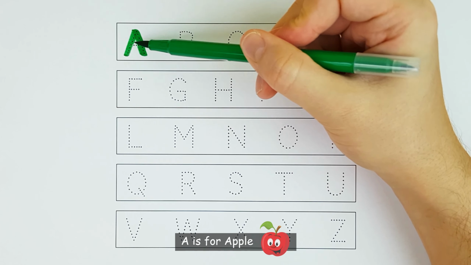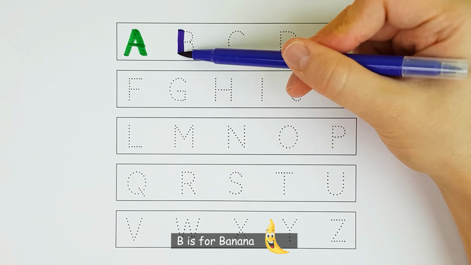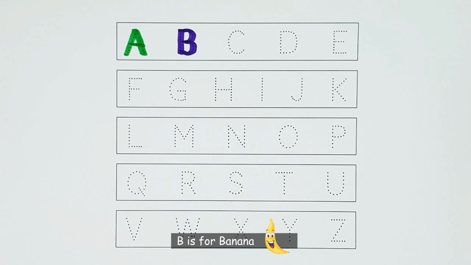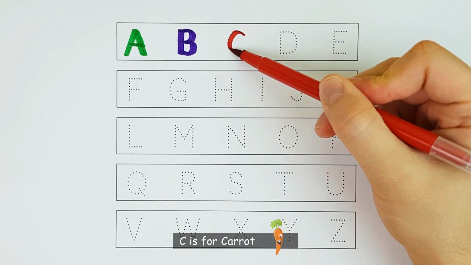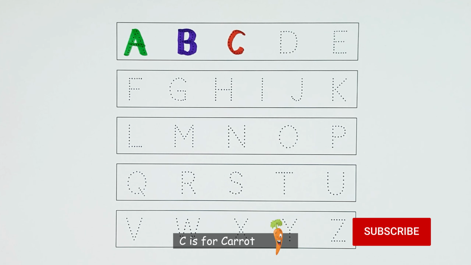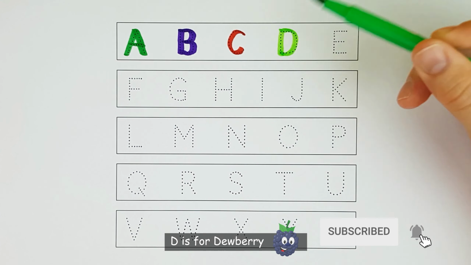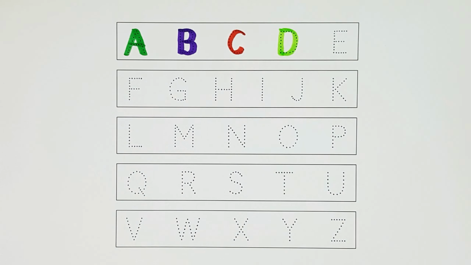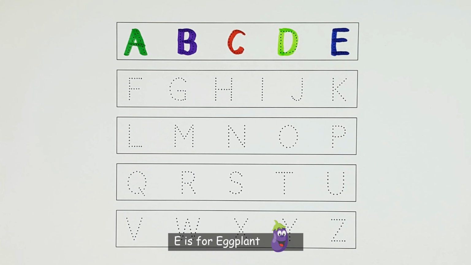A. A is for apple. B. B is for banana. C. C is for carrot. D. D is for dewberry. E. E is for eggplant.